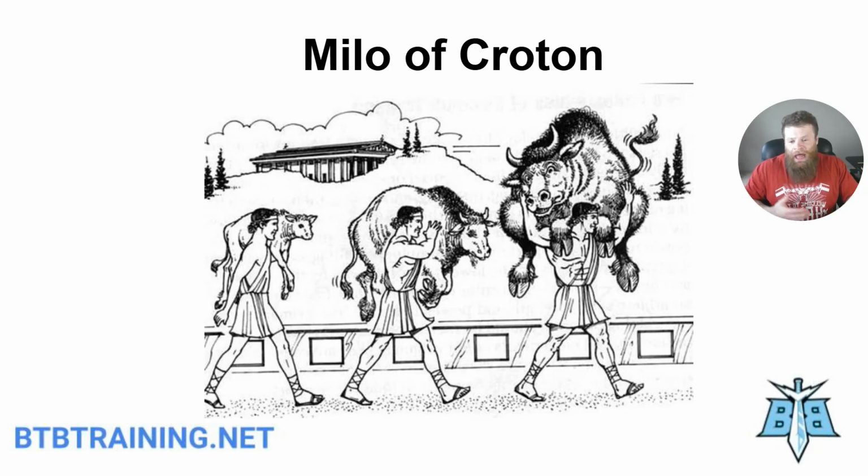And as you can imagine, every day the calf would grow a little bigger and get a little older and get a little heavier, which would mean that Milo would be carrying more weight slowly over time, aka progressive overload. And by the time that the calf had fully developed into a full-grown bull, Milo's body had adapted to the slow, gradual increase of the body weight, and Milo was able to carry the bull himself.